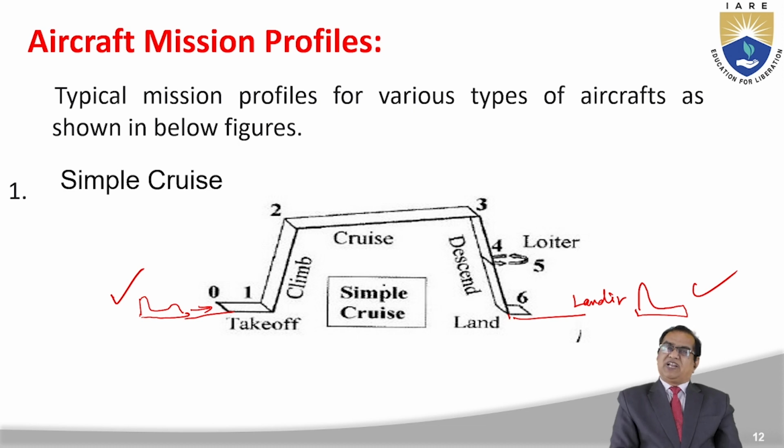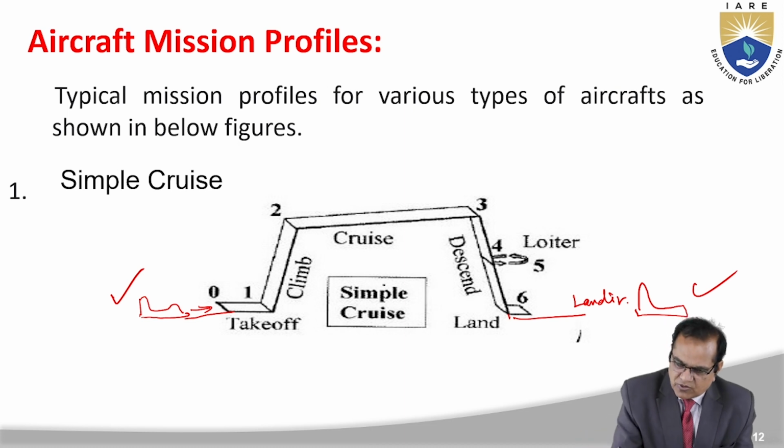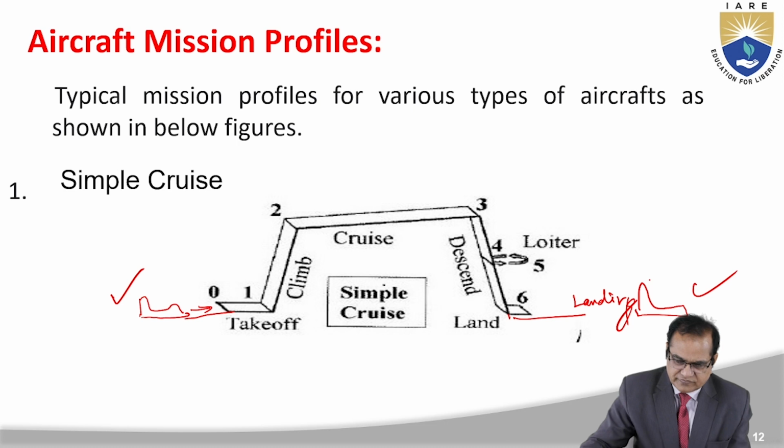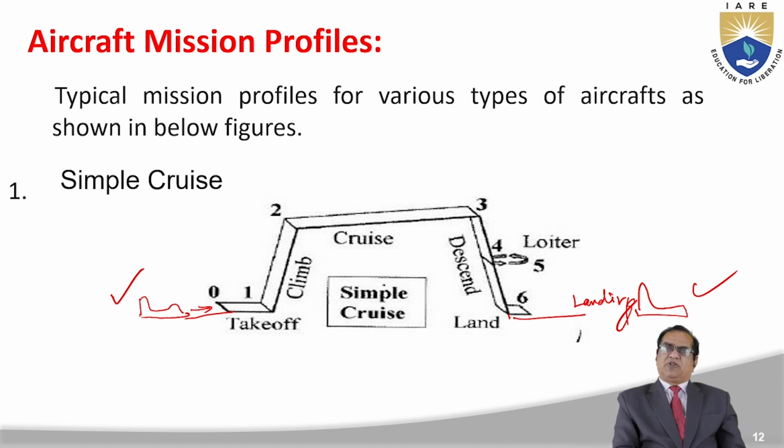Normally for general aviation aircraft, we use this type of mission and performance. So here we have takeoff, climb, cruise. 0 to 1 is takeoff, 1 to 2 is a climb, 2 to 3 is a cruise, 3 to 4 is a descent, 4 to 5 is a loiter, 5 to 6 is again a descent, and from 6 to 0 it is a landing. So like this we have to perform. This is a simple cruise.